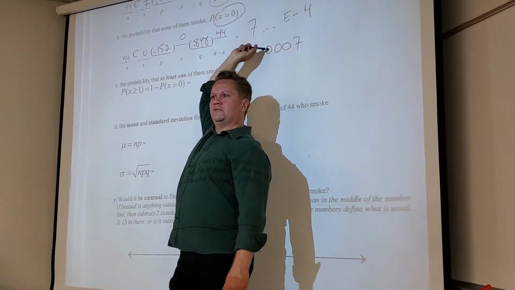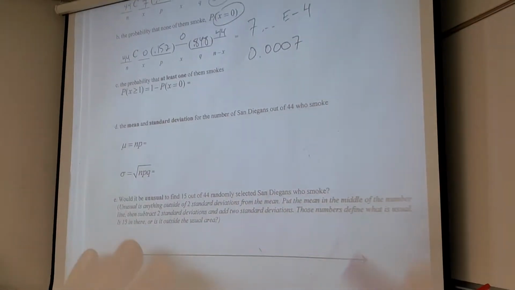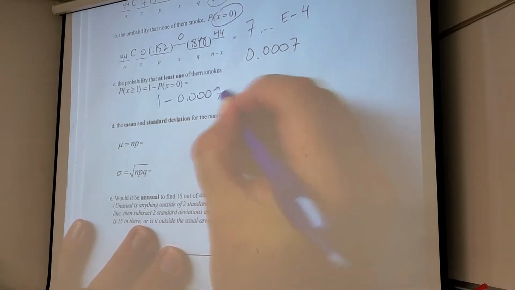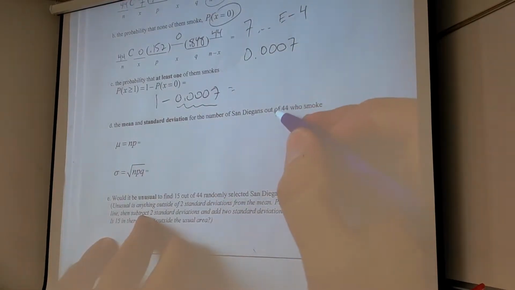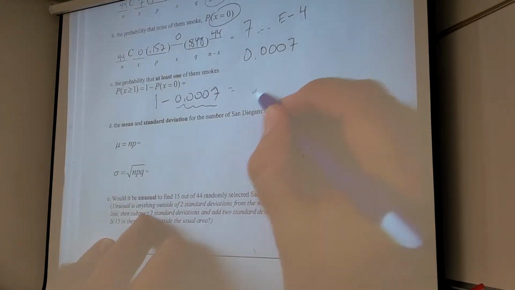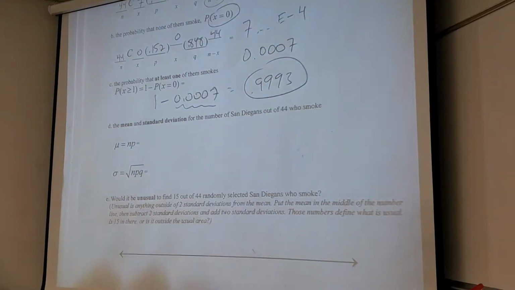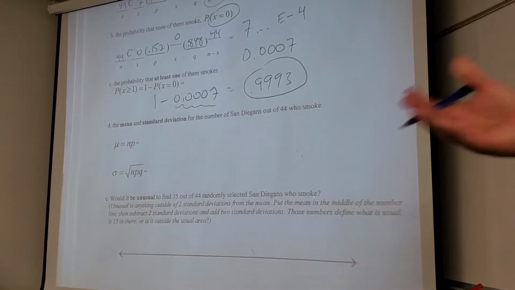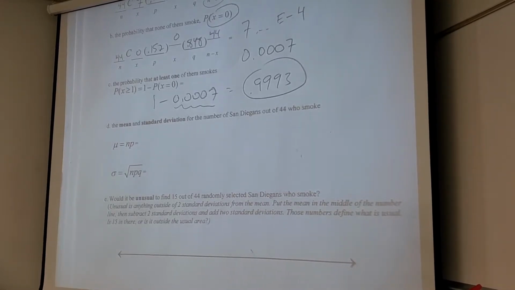So I do that kind of thing all the time on a quiz or a test, for example. So this is going to be 1 minus 0.0007. This is like the budget 007. And what's that? 0.9993. There's almost 100% chance that somebody's going to smoke, so that's related again to the fact that I want at least one ashtray out.